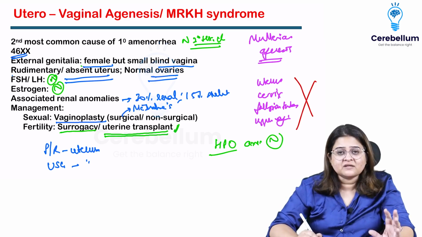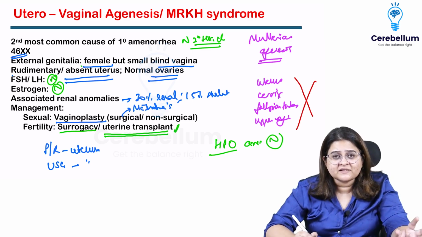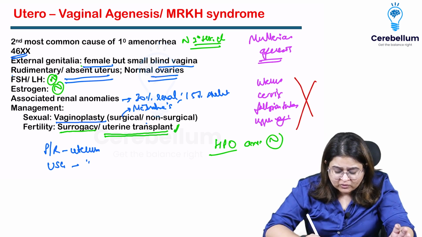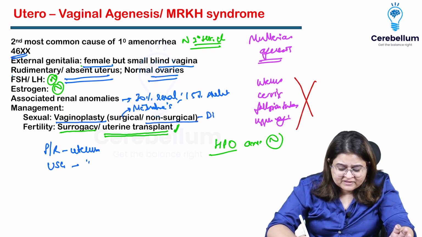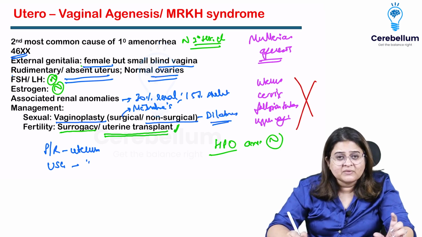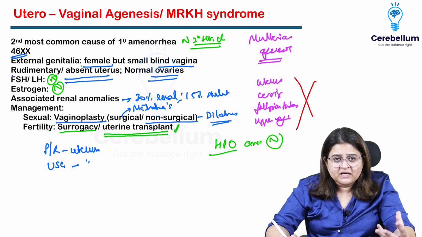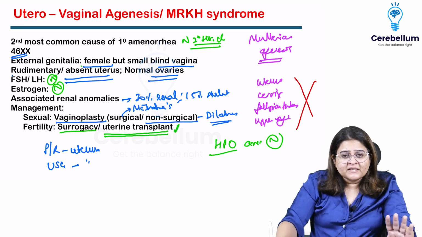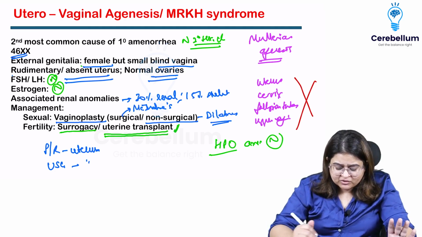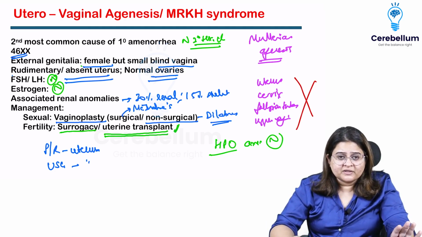That means you're creating a vagina or lengthening the existing vagina. Or you can do it non-surgically, that means give her vaginal dilators. If there's some length, dilators may be a possibility, and gradually over time, with gradual dilatation, the vaginal length will increase. So this is MRKH syndrome, what you should know about MRKH syndrome.